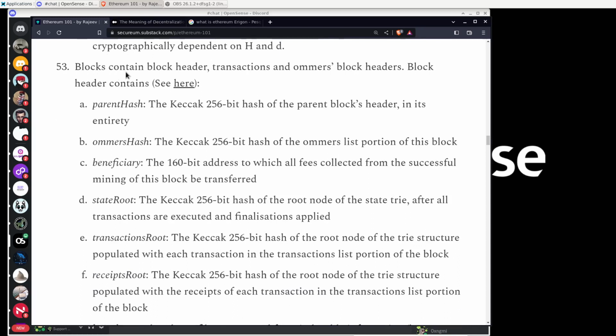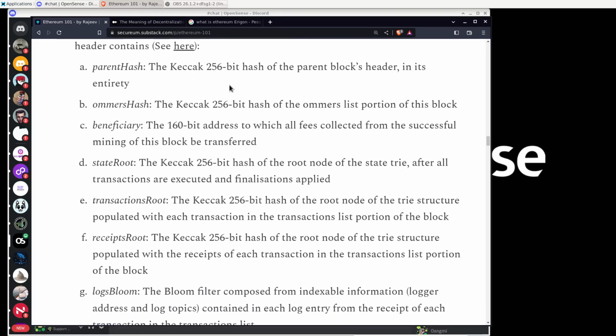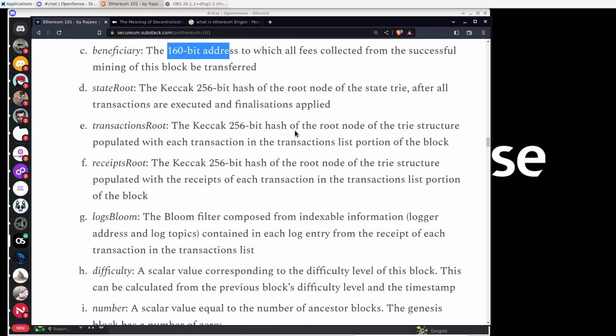Blocks contain a block header, transactions, and Ommer block headers. The block header contains the parent hash, the hash of the block before it; the Ommers hash, the hash of the list of the Ommers or uncles, right? The beneficiary, a 160-bit address to which all fees collected from the successful mining of the block will be transferred.